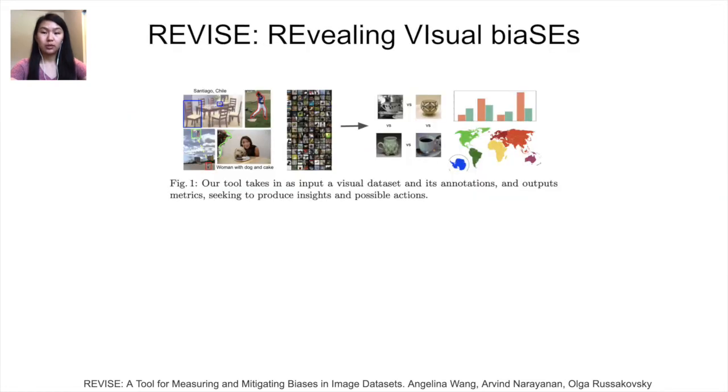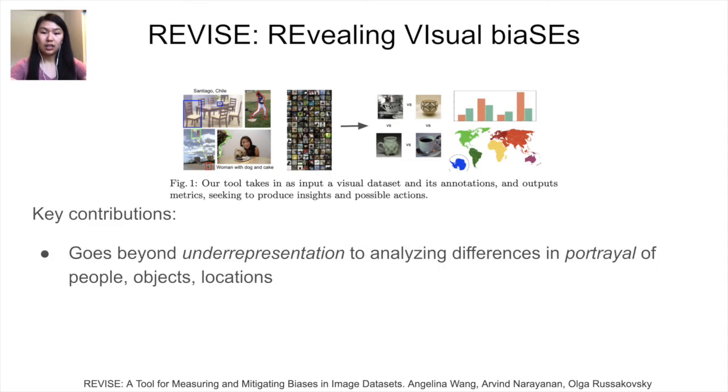In this work, we build a tool that works to reveal the biases in a visual dataset early in the machine learning pipeline, before any models are trained. It takes in as input a visual dataset and its annotations, and outputs metrics, seeking to produce insights and possible actions. We aim to go beyond simply documenting underrepresentations, but looking more deeply into how the portrayals of the image differ along various axes. This means that beyond just counting the number of occurrences of various objects and people with objects, we perform many other automated analyses that take advantage of the rich visual images in the dataset.